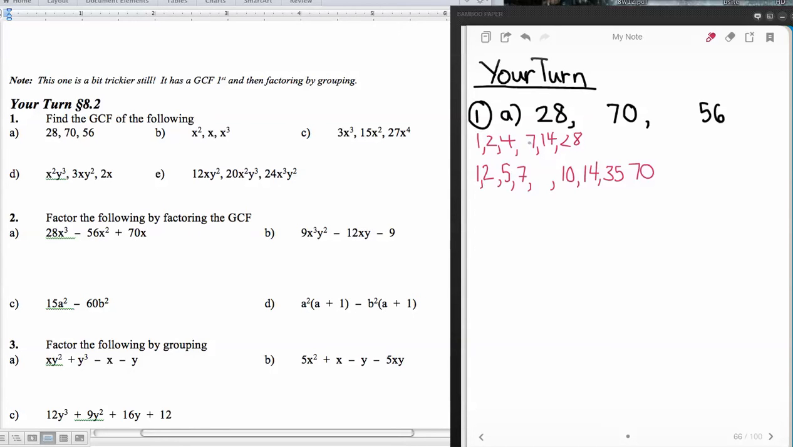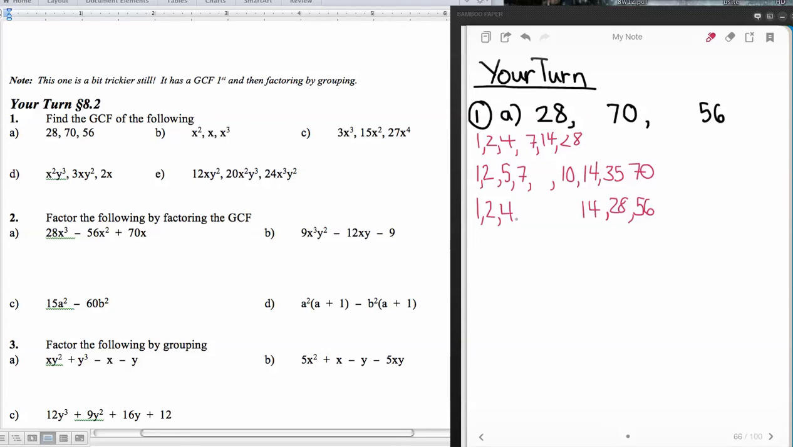And then next we have 56, so 1 and 56. Don't forget, always make sure that you do 1 and the number itself. And then 56 is even, so 2, and 2 carry the 1, which is 8, so 28. And then 3: 5 plus 6 is 11, so it's not divisible by 3. 4 goes into 56 fourteen times, so yep, 4 and 14.